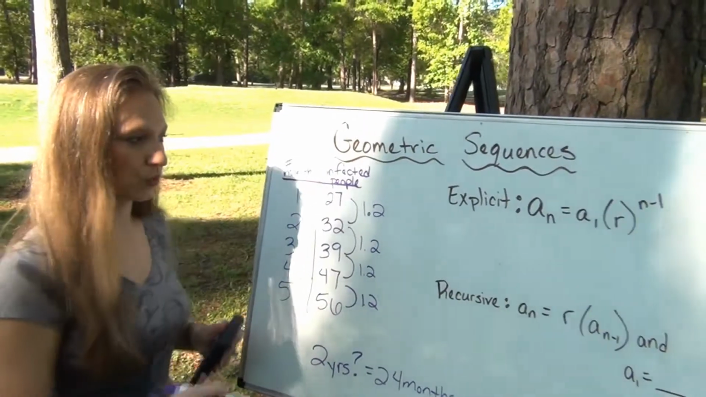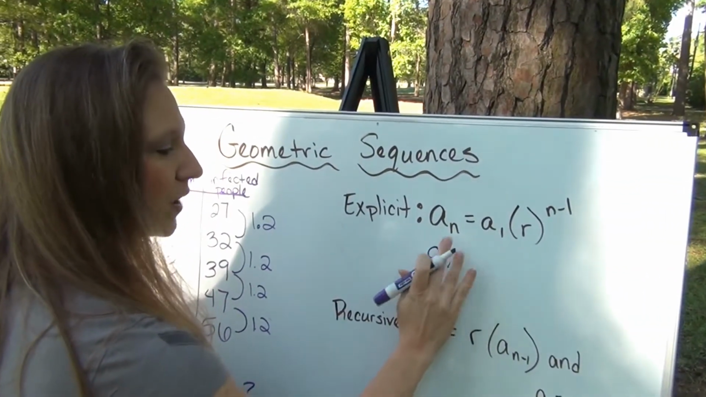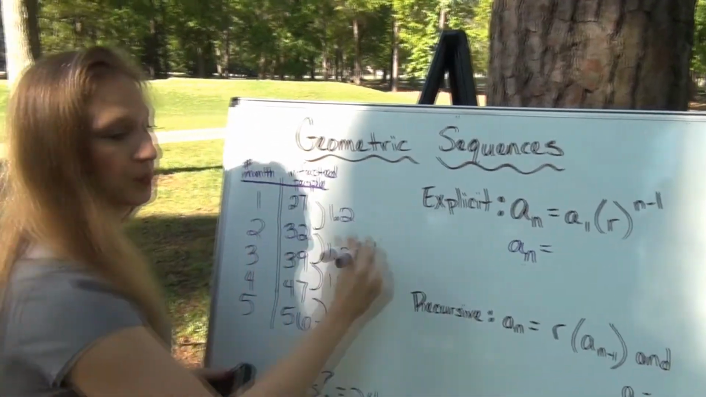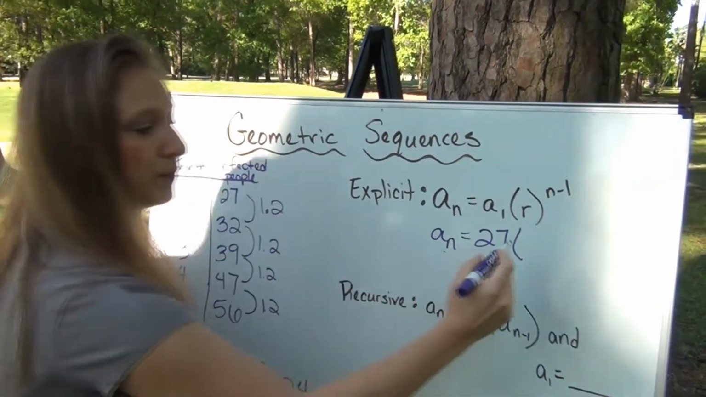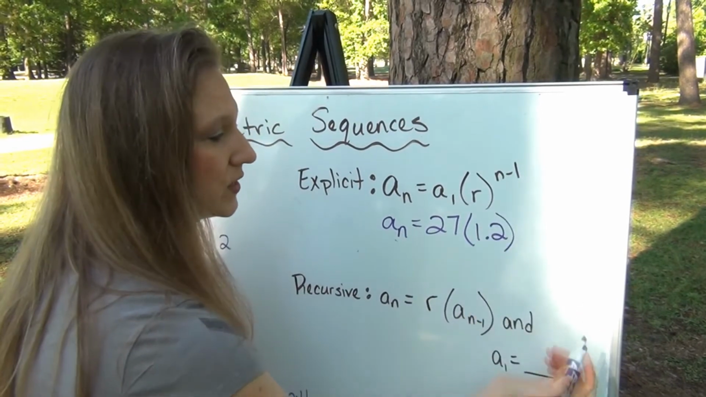Let's write our explicit rule. I'll write the generic rule. So A sub 1, the first month we reported 27 cases. They are multiplying at a rate of 1.2, which is a 20% increase each time.